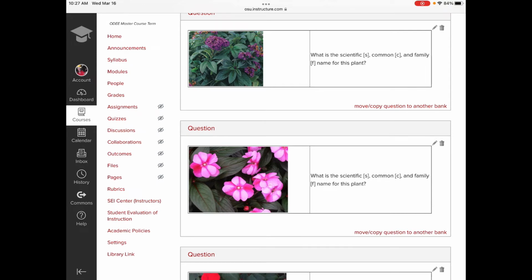The challenge I run into is you can see they're all labeled as question as a title, and that is because I haven't figured out yet a way to label them so that the students don't have the opportunity to see what the answer is when I try to organize them.